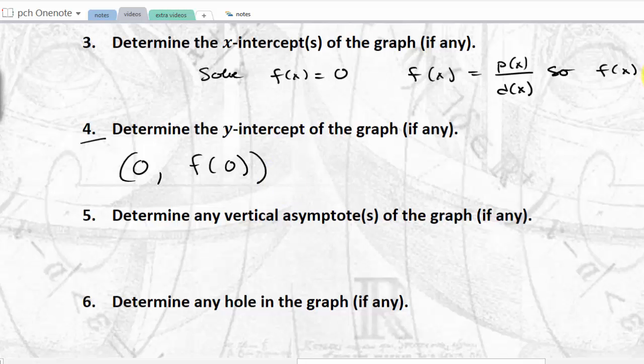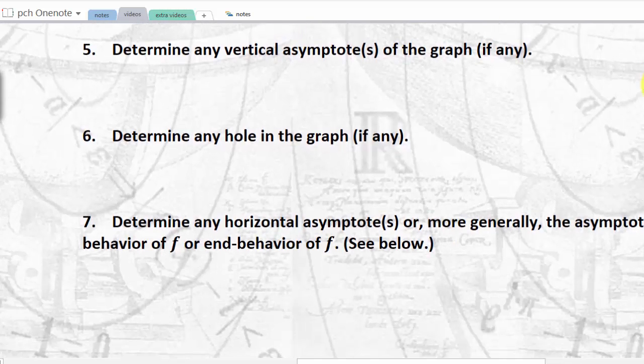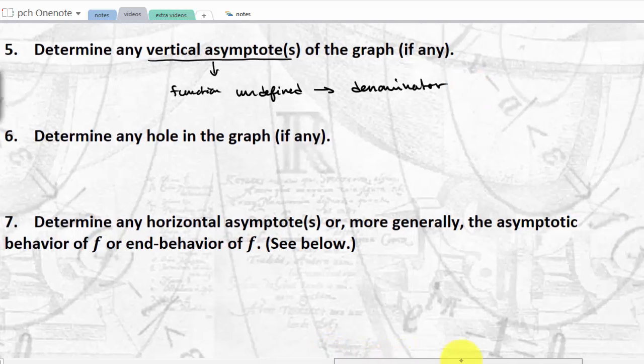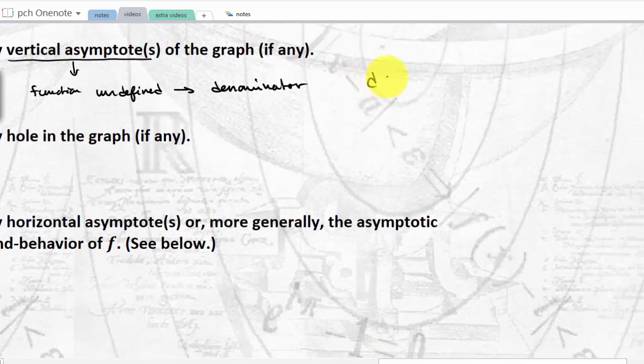Vertical asymptotes. Why would a rational function have a vertical asymptote? At a vertical asymptote, the function is undefined. Now, the places where the function is undefined come from the denominator, and we've already solved that. It's the solution to the equation d of x equals 0.